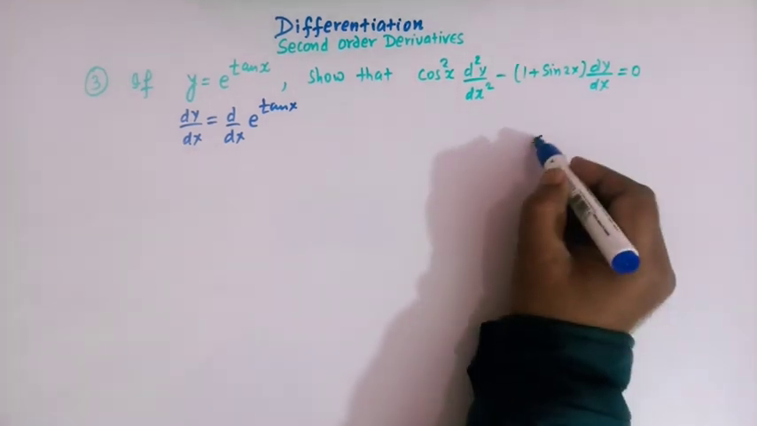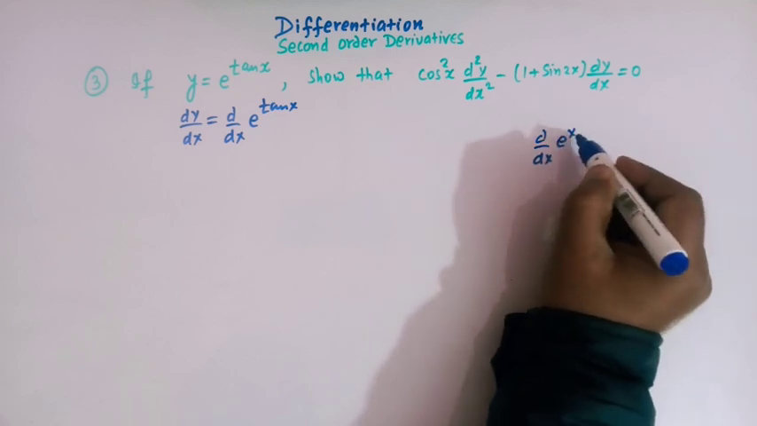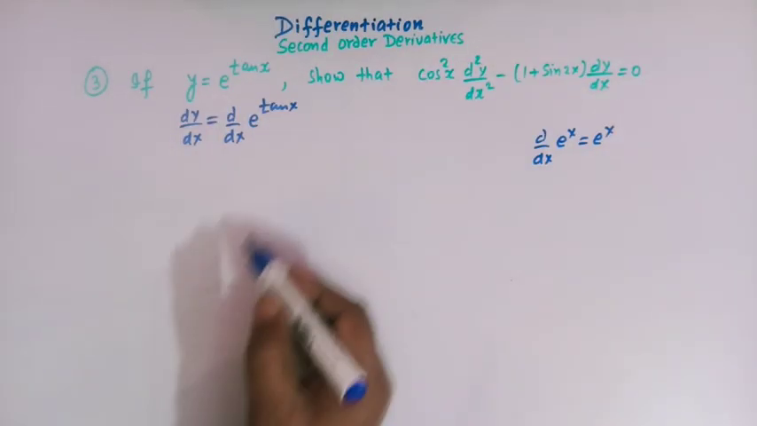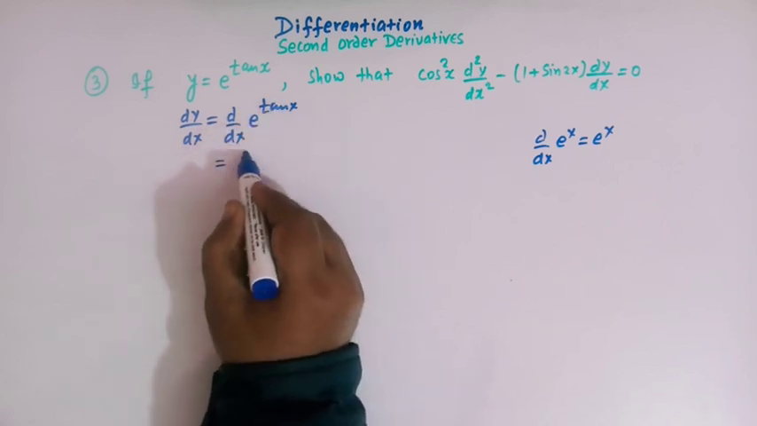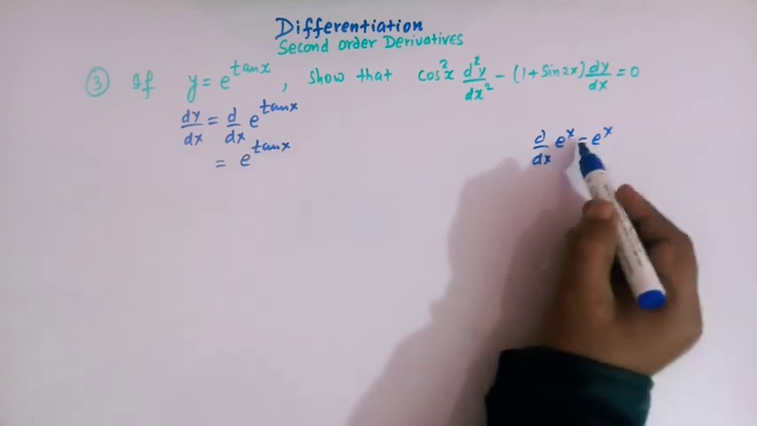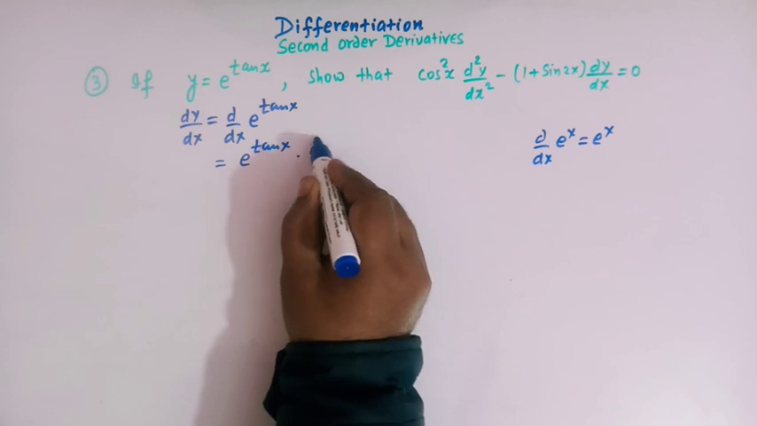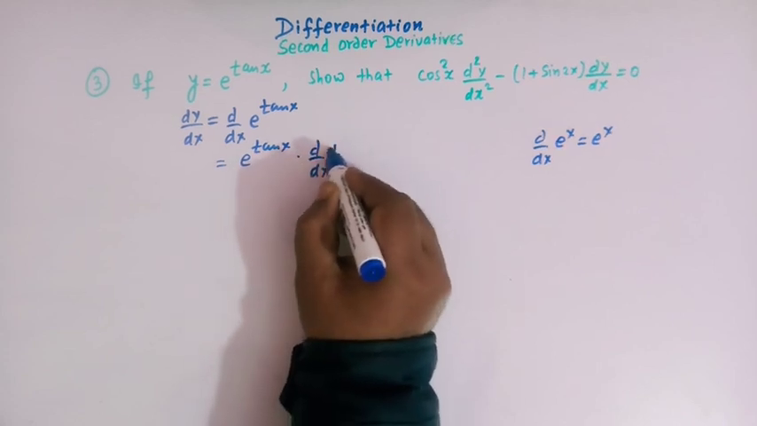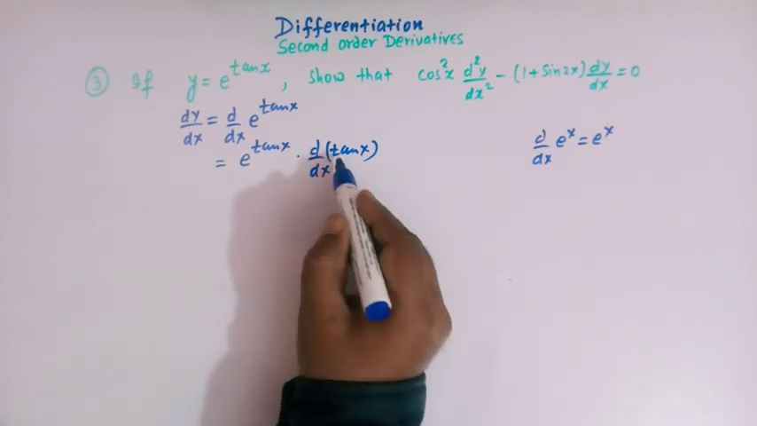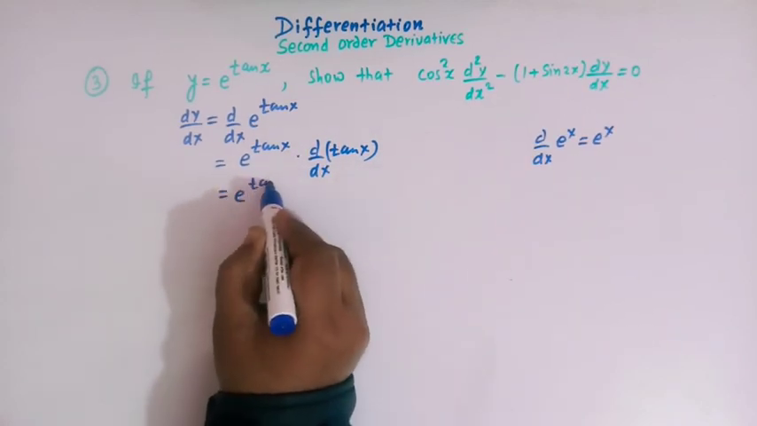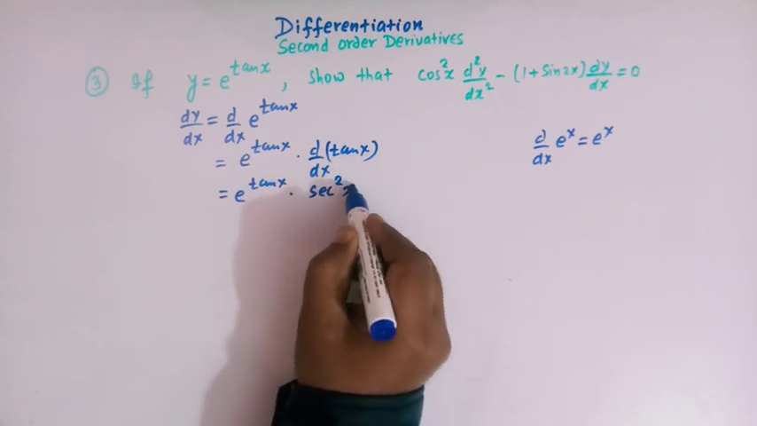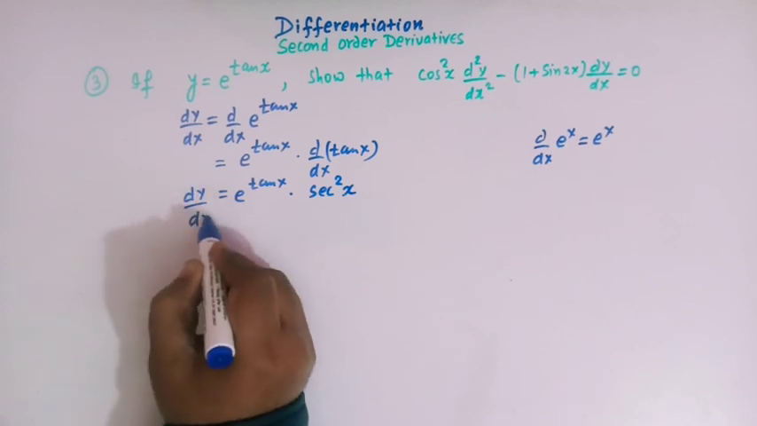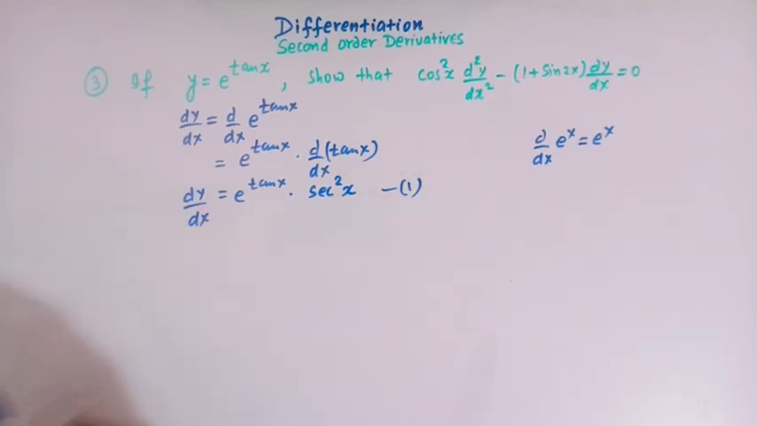So we know that the derivative of e^x is e^x, right? So here we have e^(tan x), so the derivative of e^(tan x) is e^(tan x) by using this result, and then by chain rule we have the derivative of tan x here, right? And we know the direct result for tan x, that is the derivative of tan x is sec²x, right? So this is the first derivative. Now we'll find the second derivative.